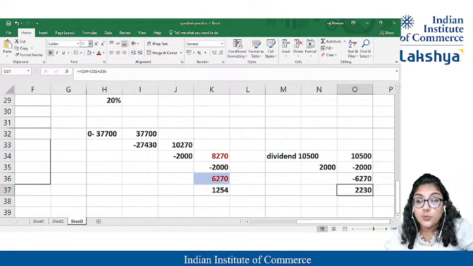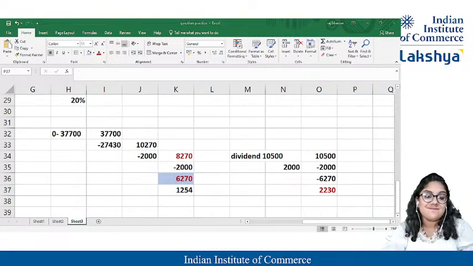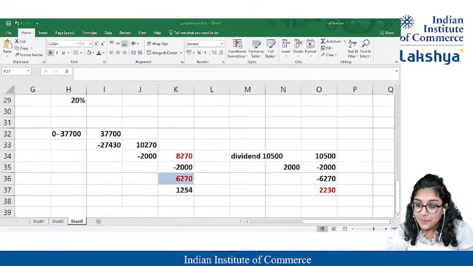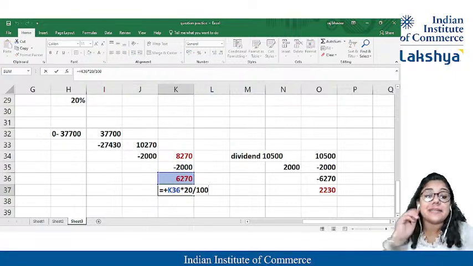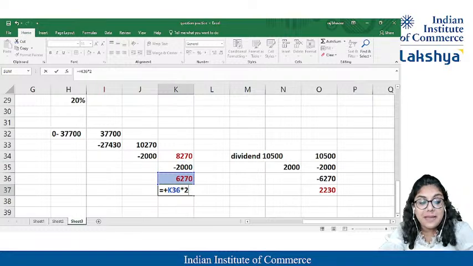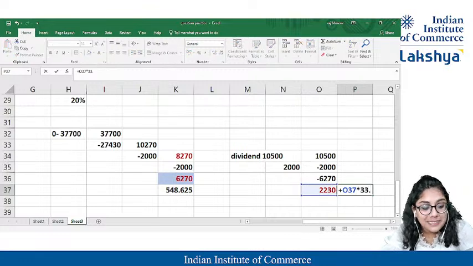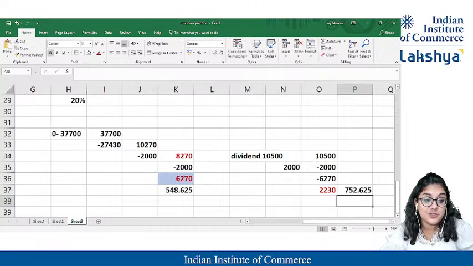Okay, ma'am. So on 2,230, what tax should I pay? Is it 20%? That is also something which I will say wrong. Why? Guys, please check. It is dividend. My first slab will be 8.75%. Yes, guys. And it is going to be 33.75%.